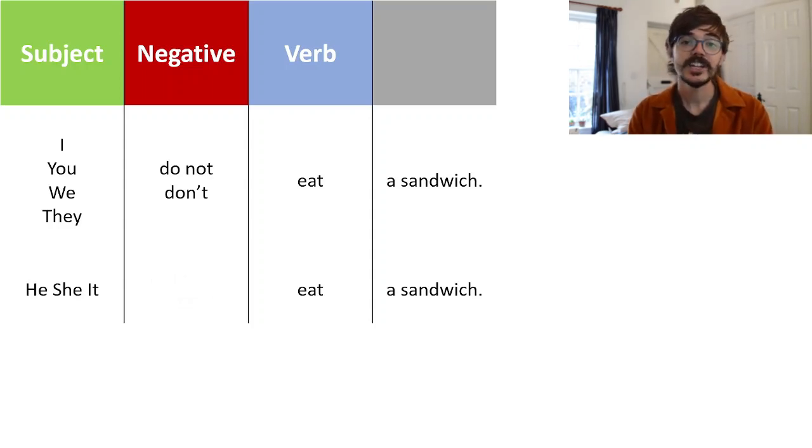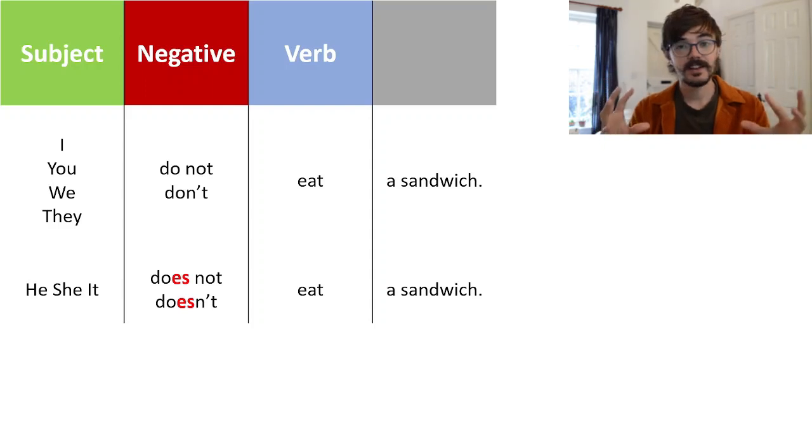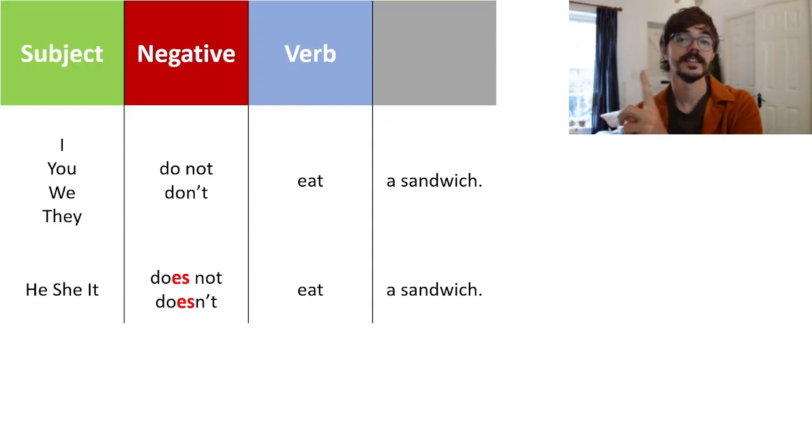So after he, she and it, we have does. He does not eat a sandwich. She does not eat a sandwich. And again, does and not we usually put together. He doesn't eat a sandwich. She doesn't eat a sandwich.